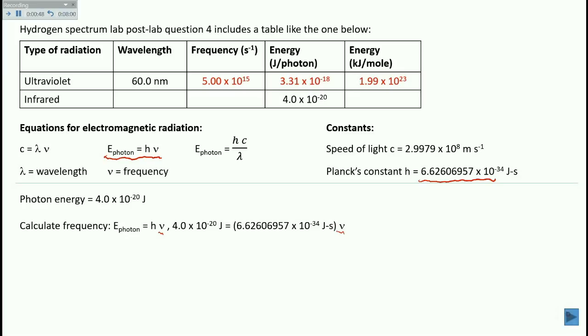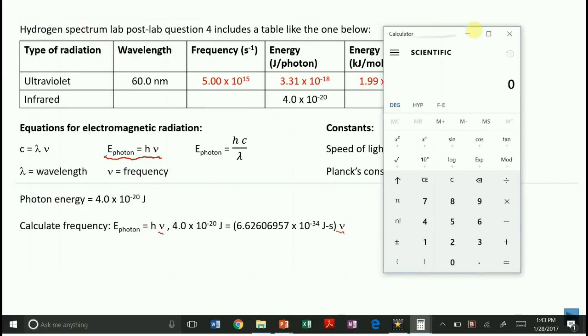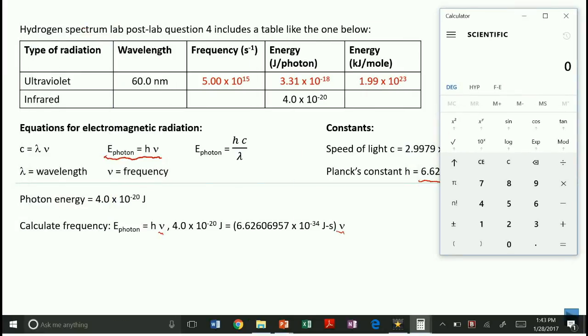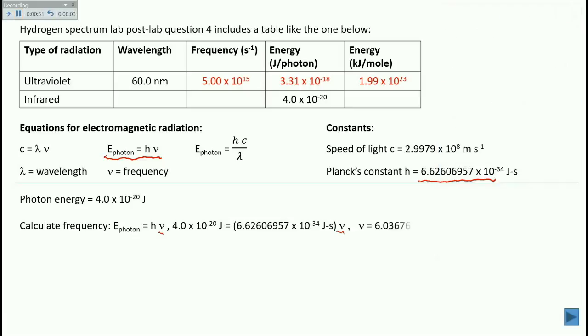So let's just turn to our calculator and do that. Move the calculator over here. We've got 4 times 10 to the minus 20th, divide by 6.62606957 times 10 to the minus 34. Put that in scientific notation. So I find that my frequency is 6.0367612, and certainly many additional numbers, times 10 to the 13. So go ahead and plug that in.